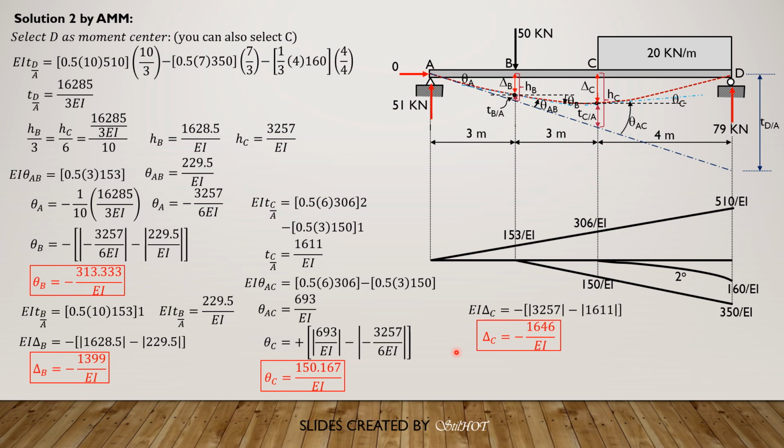And finally, from the figure, delta C is negative, so it is the negative of the quantity absolute value of H sub C minus absolute value of deviation of C relative to A. So negative absolute value of H sub C minus absolute value of deviation of C relative to A, which is 1611. So delta C is negative 1646 over EI as before.